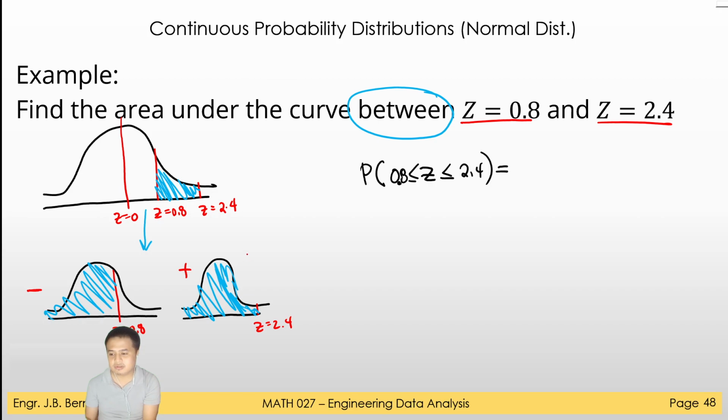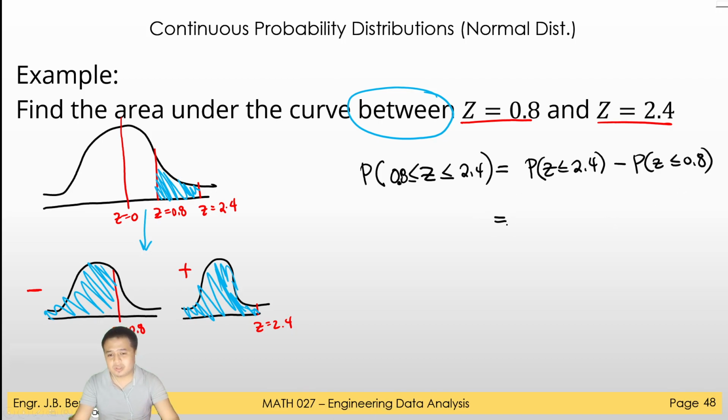This is positive. So we subtracted each other. So this will be P(z is less than or equal to 2.4), actually less than, no? So minus P(z is less than or equal to 0.8).